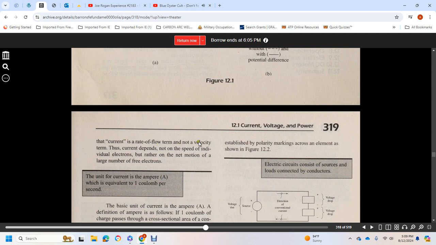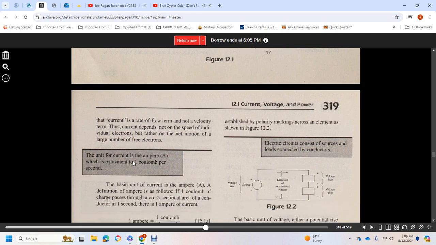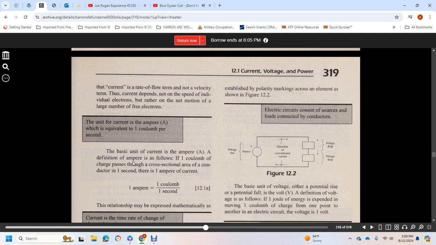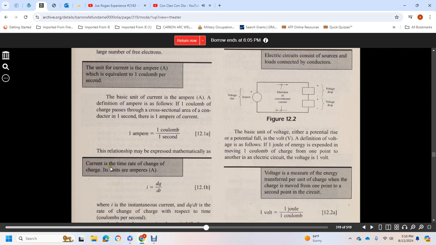Current, the rate of flow, is not determined by the velocity of the electrons; the current depends on the net flow rather than the speed of the individual electrons, that is, the net motion of a large number of free electrons. The unit of current is the ampere, or A, which is equivalent to 1 coulomb per second. The basic unit of current, the ampere, is defined as 1 coulomb of charge passing through the cross-sectional area of the conductor in 1 second. Thus, 1 ampere is equal to 1 coulomb over 1 second. The relation can be expressed as follows.